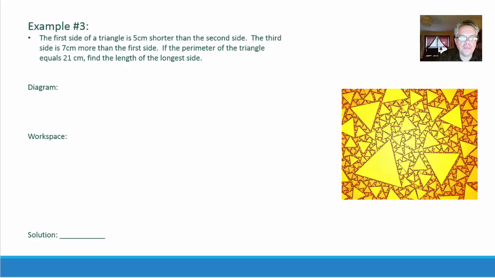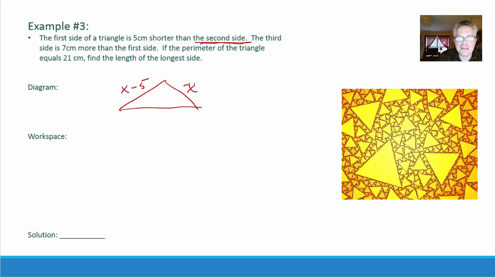This is a triangle problem. These get confusing quickly. It says the first side of a triangle is 5 centimeters shorter than the second side. The third side is 7 more than the first side, and then they give us the perimeter. So it's kind of difficult to know where to start, but I see that the first side is given in terms of the second side. So let's draw a diagram. Here's a triangle. I'm going to call the second side X. The first side is 5 centimeters shorter than that. So this would be X minus 5.